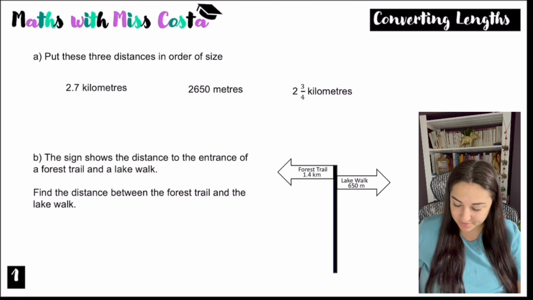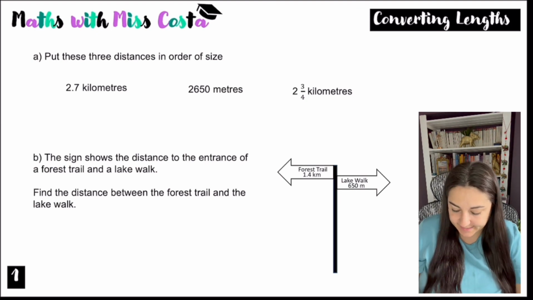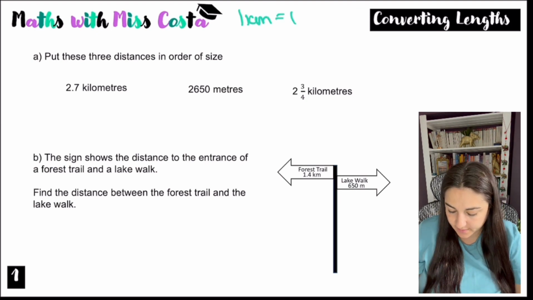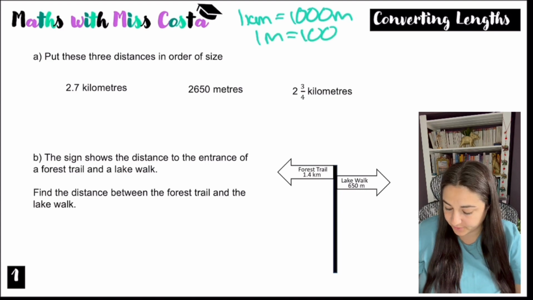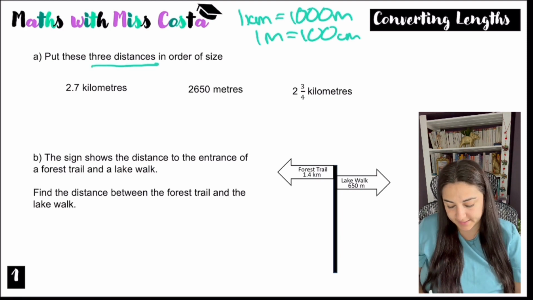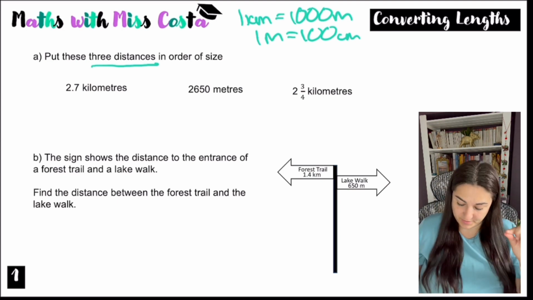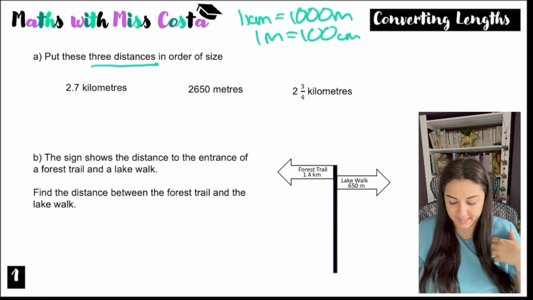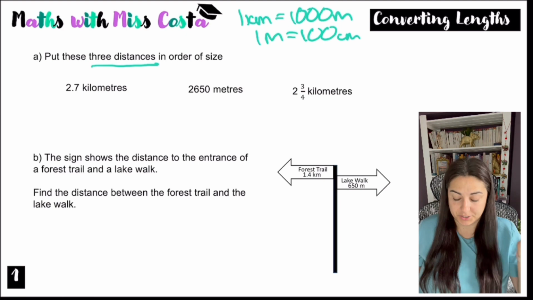So when I am converting lengths, the key things I need to know is that 1 kilometre is the same as 1,000 metres. 1 metre is 100 centimetres, and I should be able to freely convert between them. So put these three distances in order of size. The most important thing to do is to put them all into the same unit of measure. So either choose kilometers or meters. I'm going to choose meters.